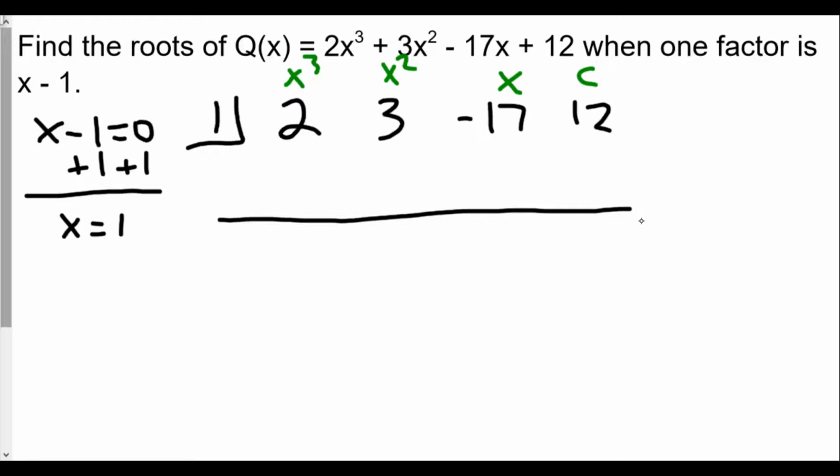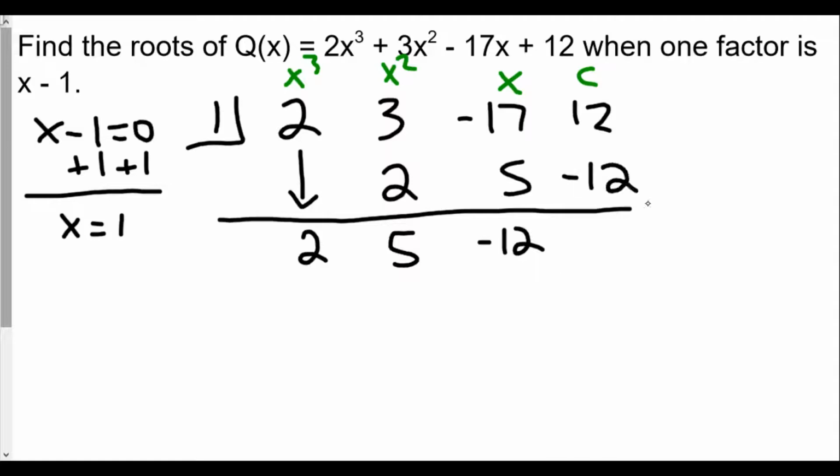Draw the equal bar, and then we're just going to bring down the 2. First step, always bring down the 2, then multiply by the factor, which here is 1. 2 times 1 is 2. Then we add: 3 plus 2 is 5. 5 times 1 is 5. Negative 17 plus 5 is negative 12. Then 1 times negative 12 is negative 12. 12 plus negative 12 is 0. Again, confirming that we have done this correctly.